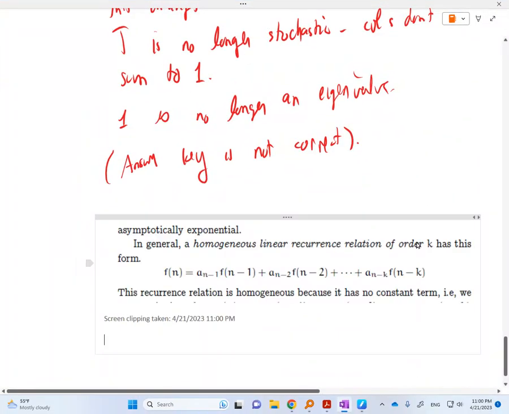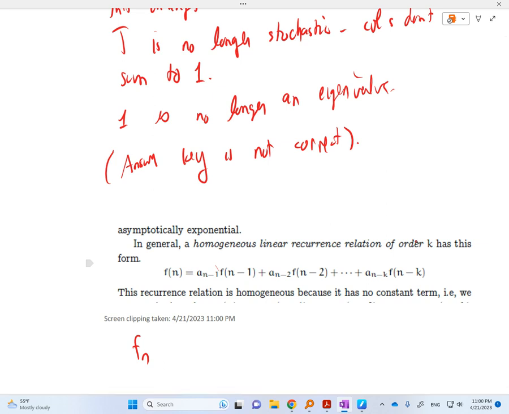This is not correct. It should be Fn. The coefficients do not depend on n. And since there are k coefficients, you just number them from 0 to k minus 1. Okay, so I should say f of n is equal to a(k minus 1) f(n minus 1). Now, the f's are consecutive, so the f's still involve the n's, but the a's remain fixed no matter what n is. So this is a(k minus 2) f(n minus 2). And then this goes up to a0 f(n minus k).